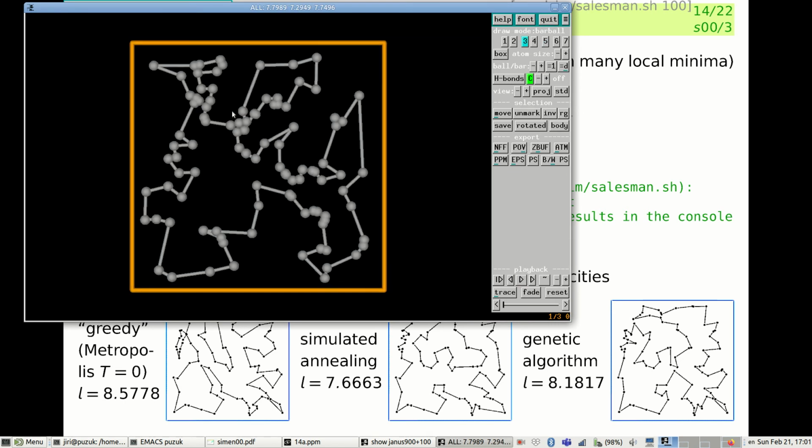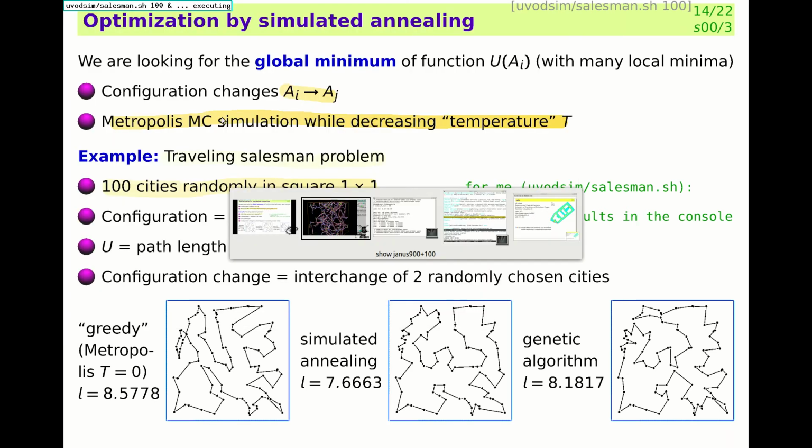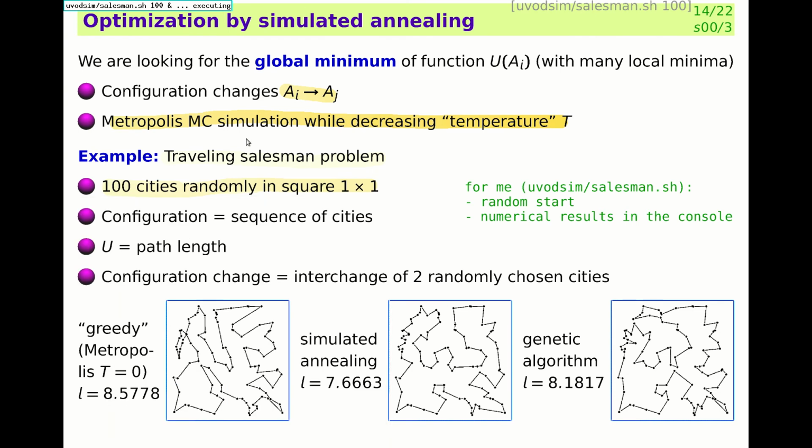and now I will compare all three solutions. This is a solution from the greedy algorithm. Here in the line you can see the length obtained. Simulated annealing is better, and the genetic algorithm a bit worse but better than the greedy algorithm. If you are interested in the results, you can see them here. These are the lengths for this simulation. Actually here the genetic algorithm didn't work quite well. It depends on random factors, of course.